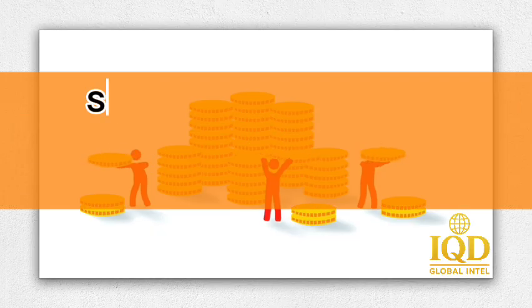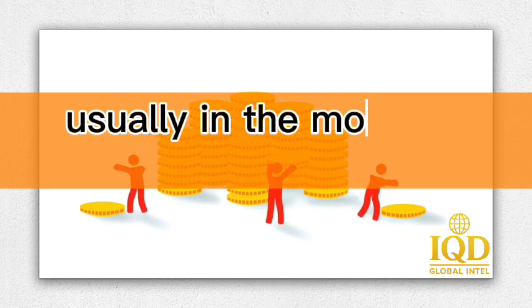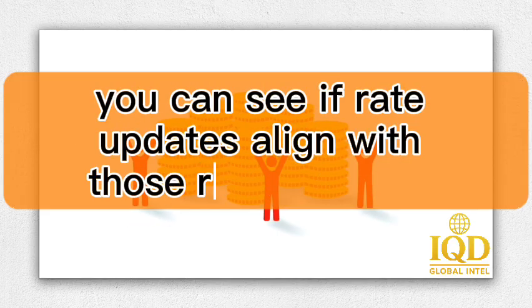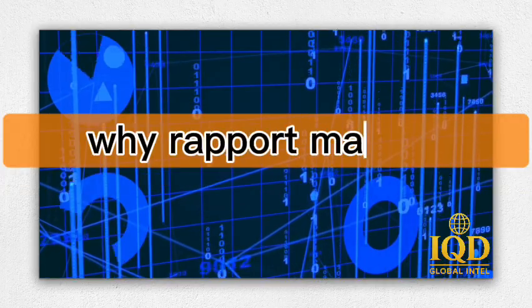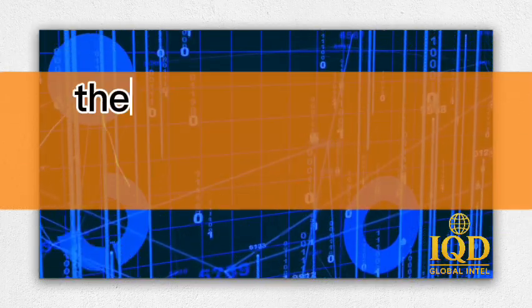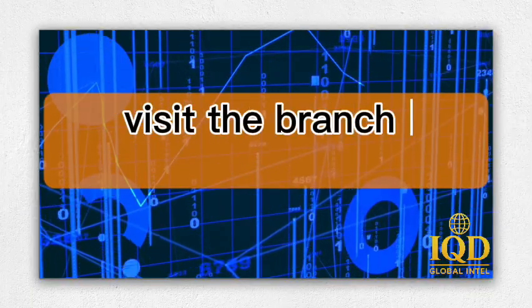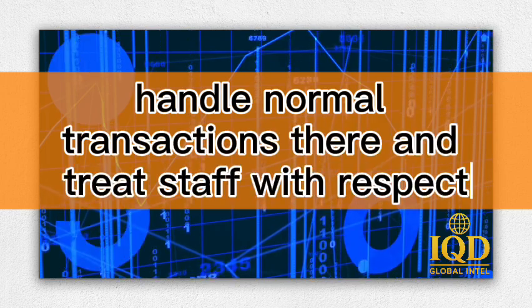6.2 Spotting trends. Some banks refresh their foreign exchange tables daily, usually in the morning. By keeping records, you can see if rate updates align with those refresh cycles. Building relationships. 7.1 Why rapport matters. If you build a friendly, professional relationship with your banker, they're more likely to help you openly. Think long-term. Visit the branch occasionally, handle normal transactions there, and treat staff with respect.